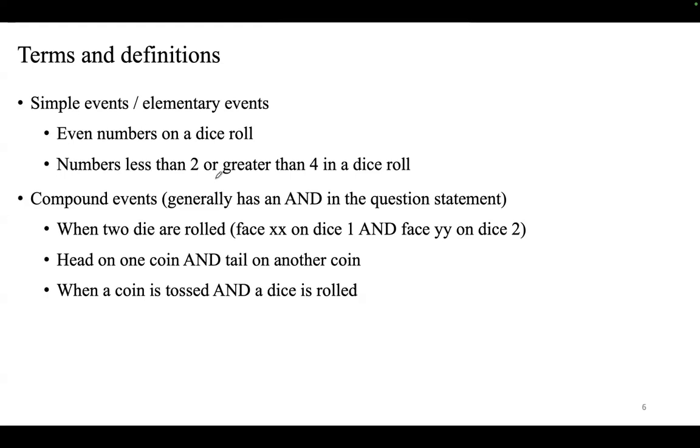But compound events, on the other hand, as a rule of thumb, easy to remember: if you're defining events such that you're using the word and in it, it would most likely be a compound event. Suppose when you roll 2 dice, you would say, okay, my event is I should have so and so face on dice 1, and I want so and so face on dice 2. Or something on one coin toss and another on another coin toss, or one thing on the coin and one thing on the dice. So when you're using the word and, the events you define that way can be compound events.